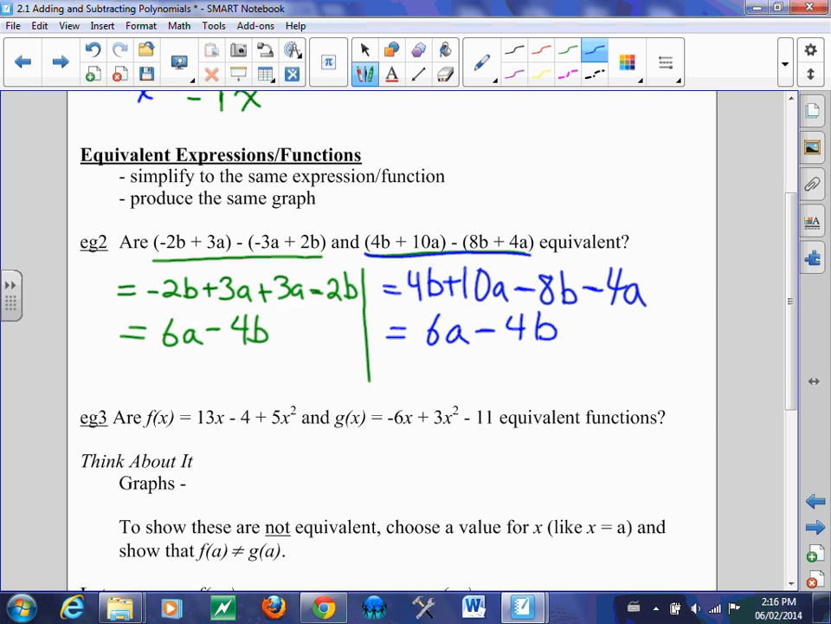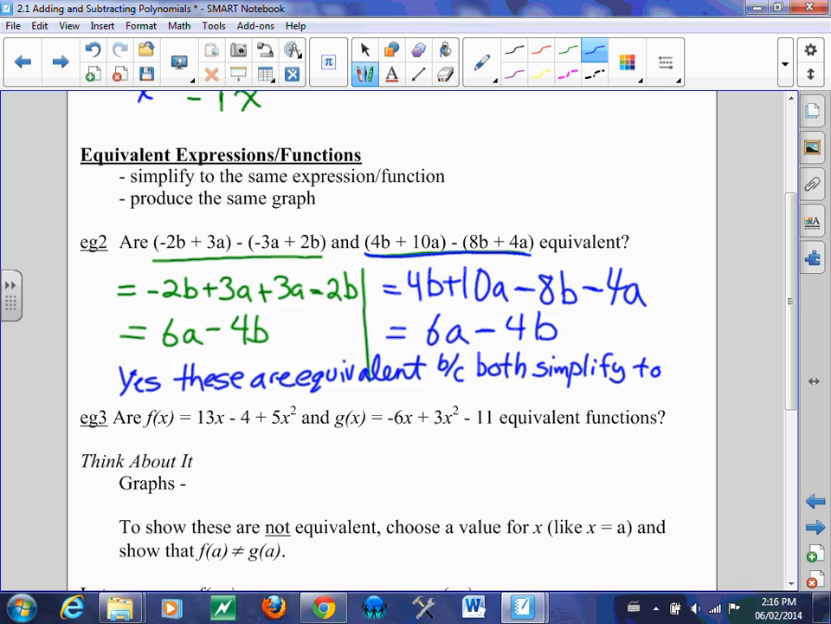Okay, so the question we can now answer, are these equivalent? And we are going to say, yes, these are equivalent. And you could say because both simplify to 6a minus 4b. Good. All right.